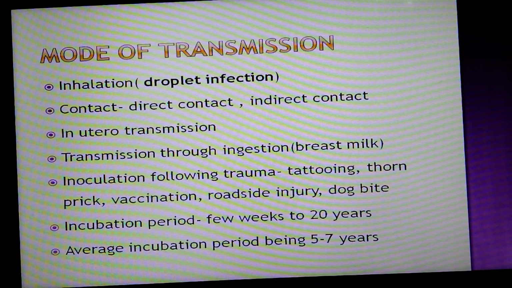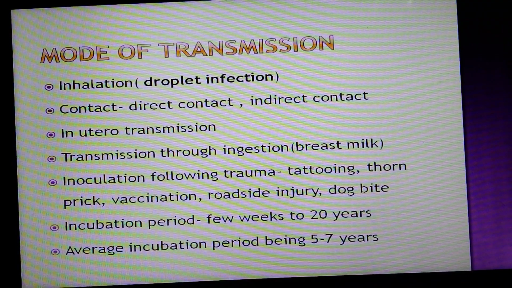Direct contact. How does it spread through direct contact? What is direct contact? Direct contact is where an infectious agent is transferred from a reservoir to a susceptible host by direct contact, or it can be spread through droplet spread. For that we call it direct contact.